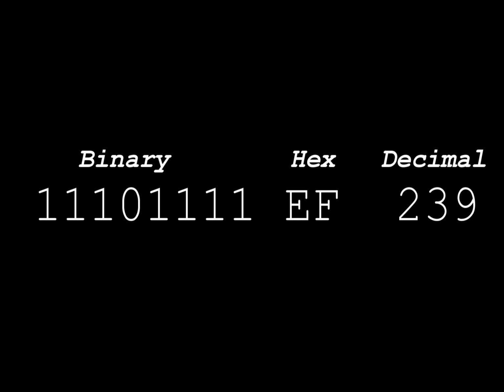Combined, this number represents 224, plus 15, or 239. In binary it is 1, 1, 1, 0, 1, 1, 1, 1.